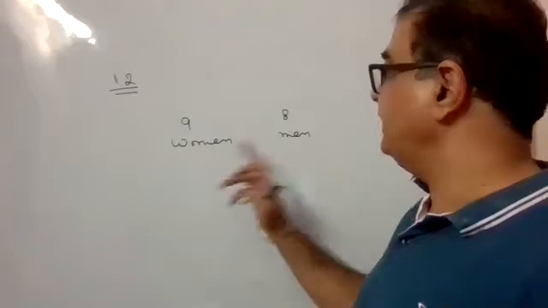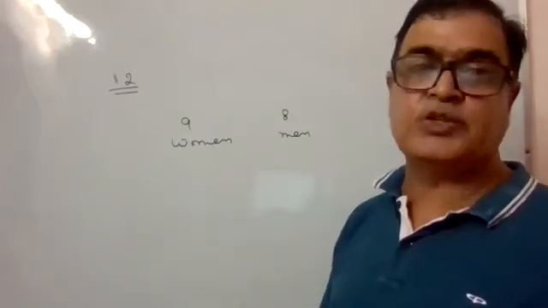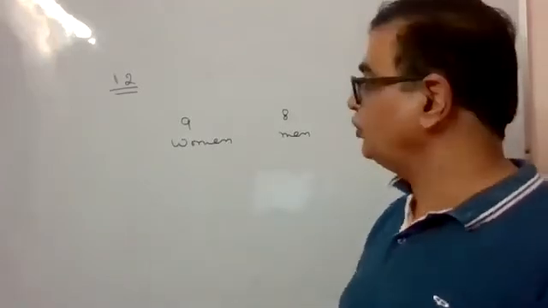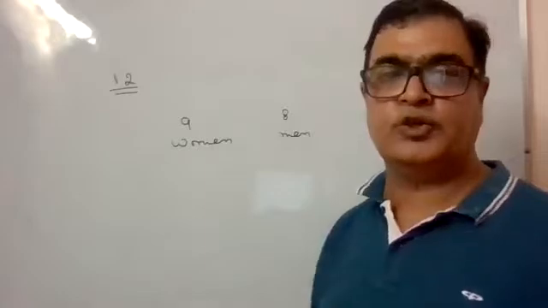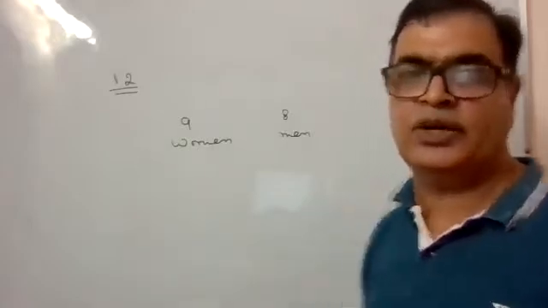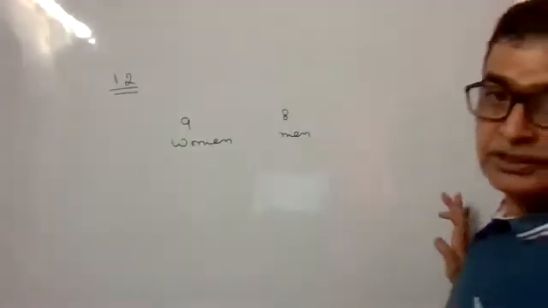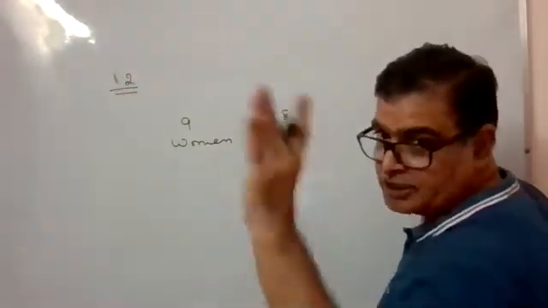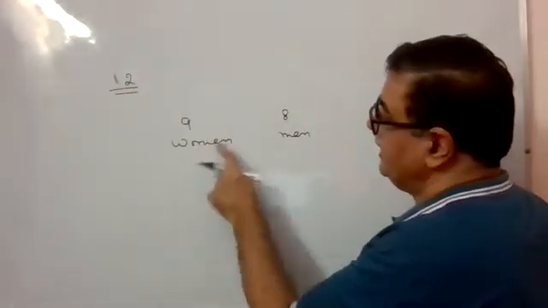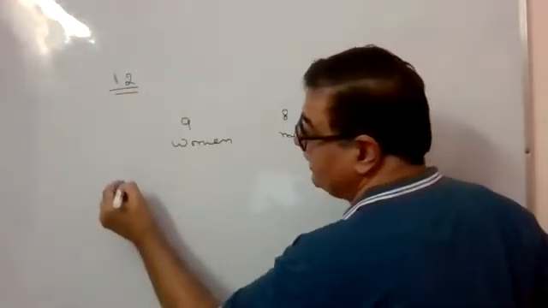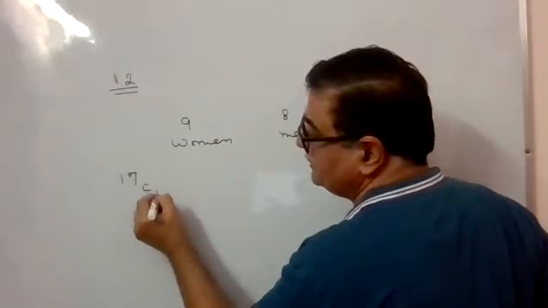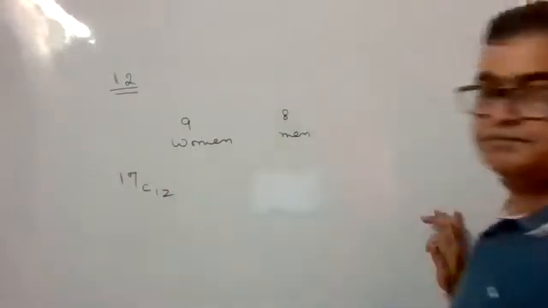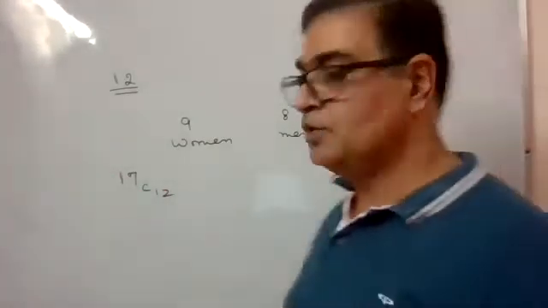टोटल कितने हुए आपके 17. 17 में से 12 का सिलेक्शन करना है. ये थोड़ी कि 12 यहां से और 12 यहां से कैसे हो जाएंगे. 9 में से 12 कैसे सेलेक्ट करोगे. Total persons are 17 and we want the committee to be of 12. So we will say 9 and 8, 17. 17 में से आपको 12 का सिलेक्शन करना है. तो we will say 17C12. Okay.